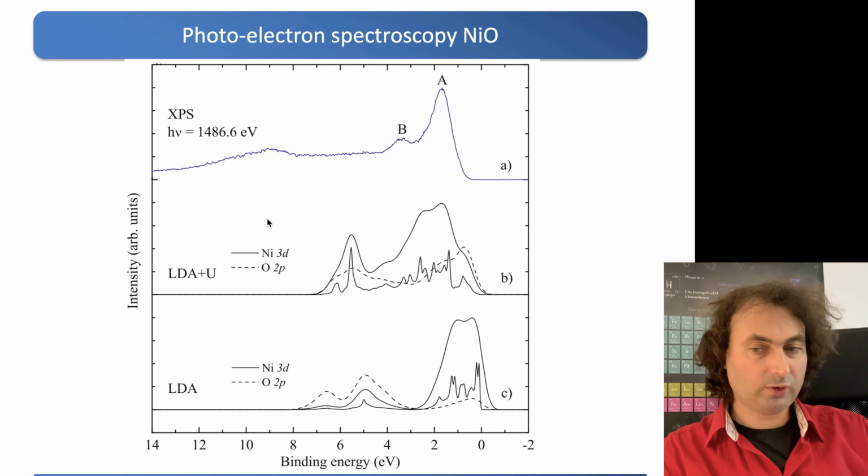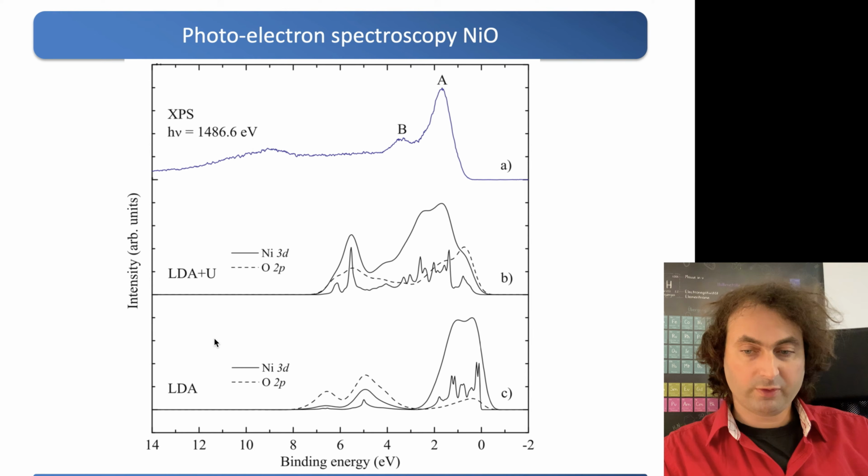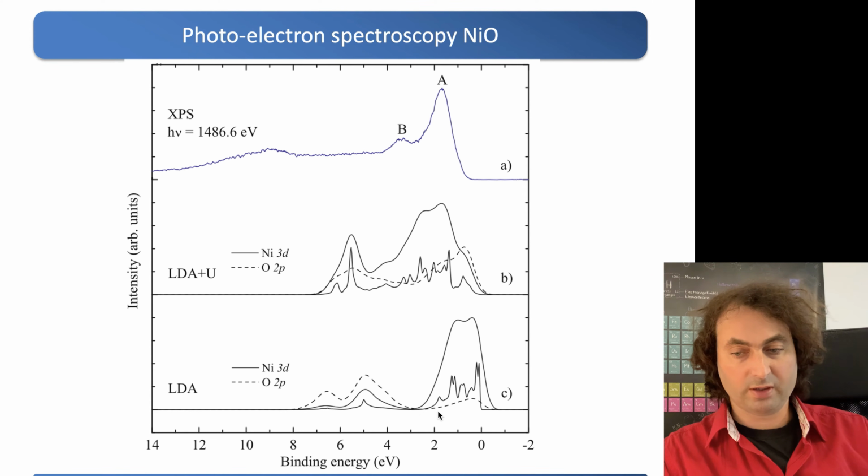Now at these photon energies, the cross-section for removing an electron from the d orbitals is much larger than from the oxygen orbitals, such that you are highly sensitive to the d partial densities of states. Now if you look at the density functional theory densities of states, then you indeed find that you have here your d orbitals, and then you have the hybridization between the d orbitals and the oxygen p orbitals. This is your oxygen p densities of states, this is your d densities of states.